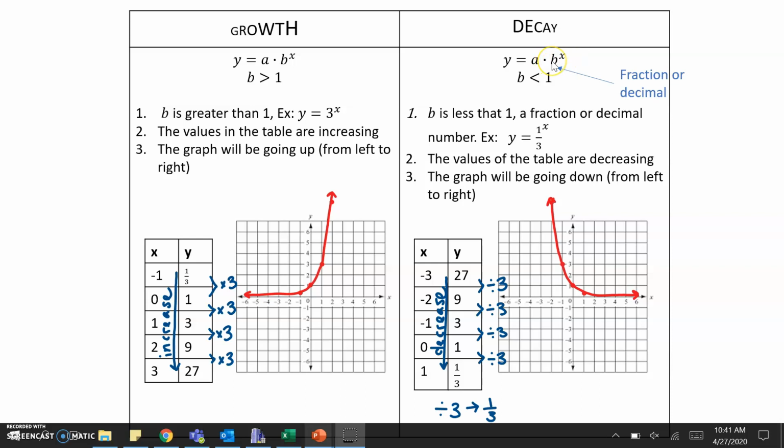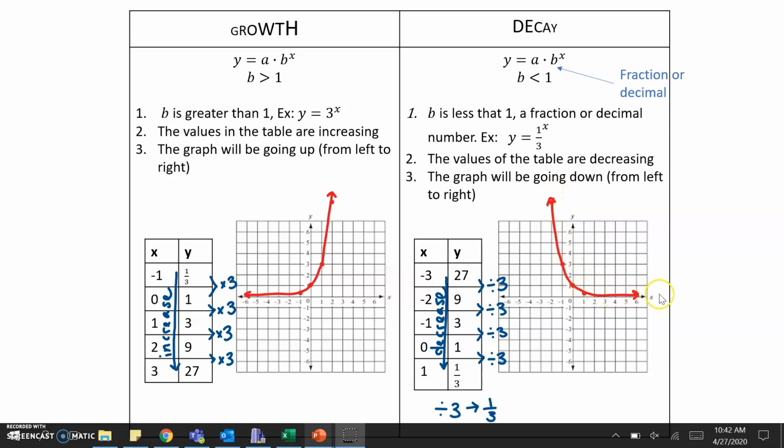Now, the decay is the exact opposite. So you still have a times b to the x, but when you notice that this number b next to x is less than 1, so it looks like a fraction or a decimal, then it's going to be decaying or decreasing. So that means that the numbers are, for example, 1 over 3 to the x, the numbers are going to be divided by 3 every time, okay? And you know it's divided by 3 because of that fraction 1 over 3. So your numbers are getting smaller, and when you look at the graph from left to right, your graph is going down, okay? So think of yourself on top of this hill. If you were to go down this graph, it'd be like going down a slide.